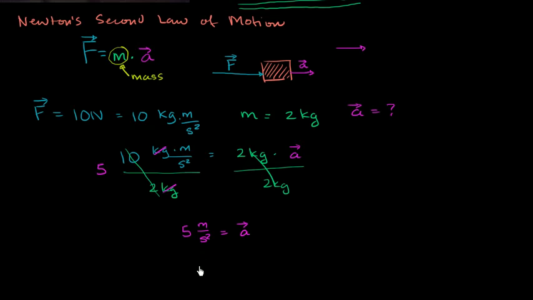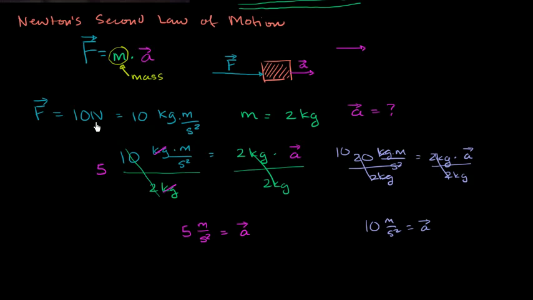And then that's equal to your acceleration. Now, just for fun, what happens if I double that force? Well, then I have 20 newtons. Then I have 20 kilogram meters per second squared, which is equal to 2 kilograms times the acceleration. Divide both sides by 2 kilograms. And what do we get? Cancels out. 20 divided by 2 is 10. Kilograms cancel with kilograms. And so we have the acceleration in this situation is equal to 10 meters per second squared. So when we doubled the force, we went from 10 newtons to 20 newtons, the acceleration doubled. It went from 5 meters per second squared to 10 meters per second squared.